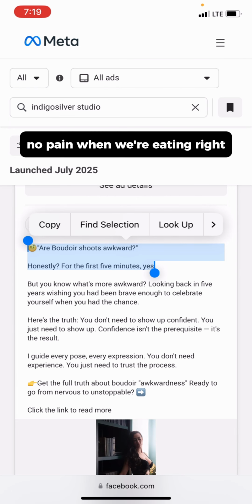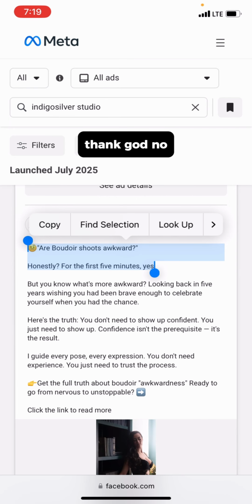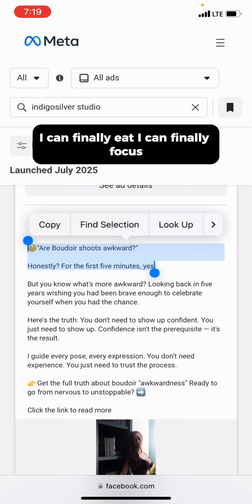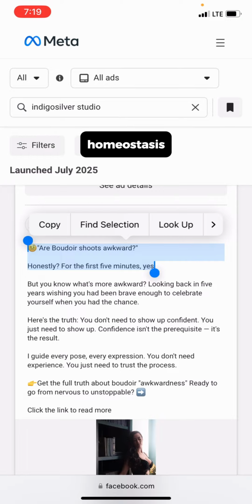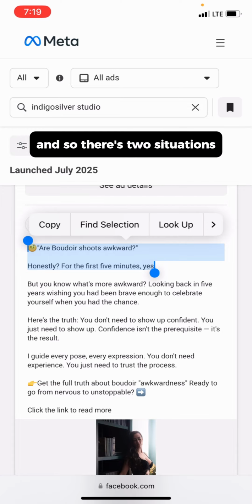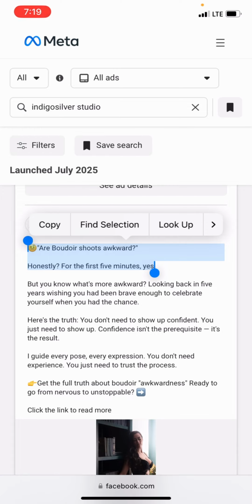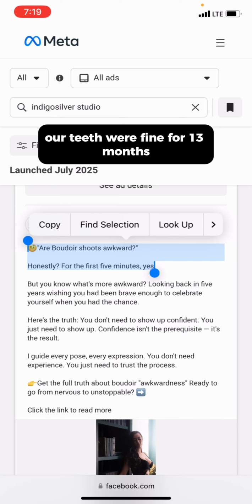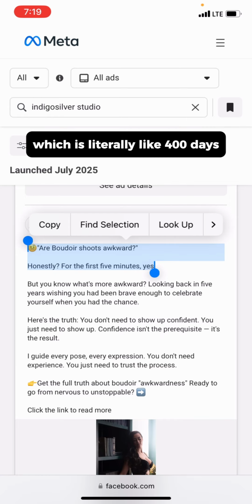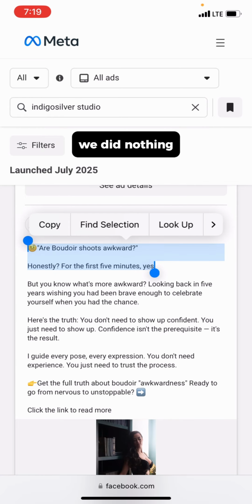No pain when we're eating. I'm like, oh my God, yes, thank God. I can finally eat. I can finally focus. I can finally sleep. No pain. Back to normal. Homeostasis. And so there's two situations in that story. Number one was, our teeth were fine for 13 months, which is literally like 400 days. We did nothing.